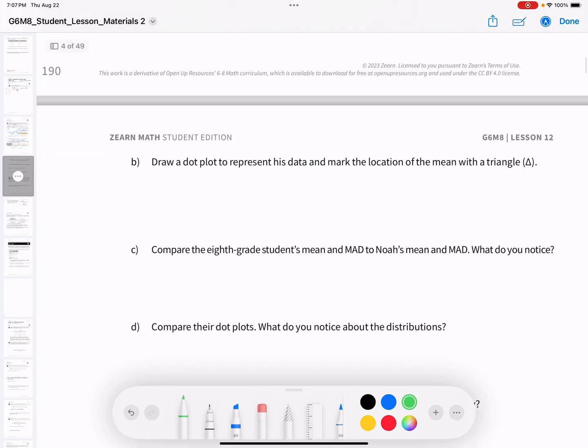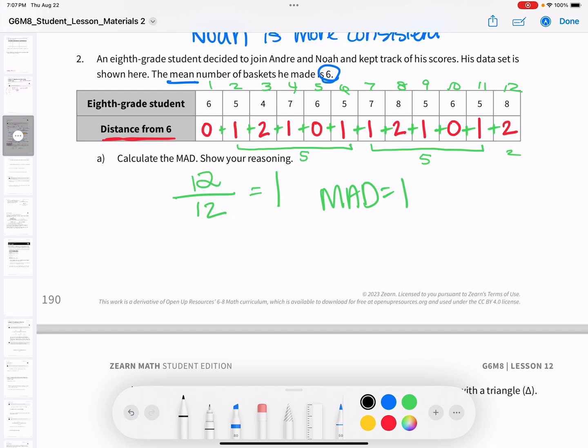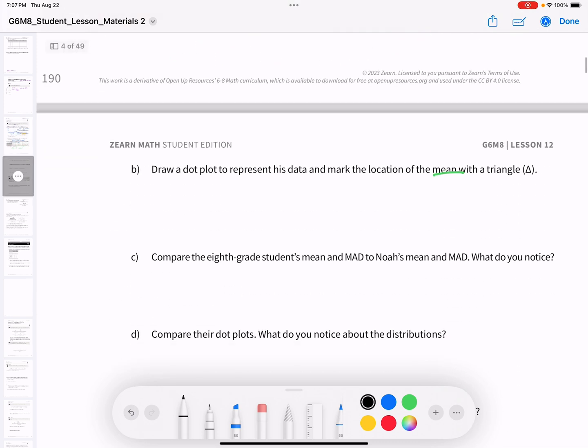Draw a dot plot to represent his data and mark the location of the mean with a triangle. All right, so his lowest is 4 and his highest is 8. Okay, so I'm going to draw my dot plot and I'm going to go 1 lower than where he starts. So 3, 4, 5, 6, 7, 8, 9. All right. We have to put a dot for each one of his data points.